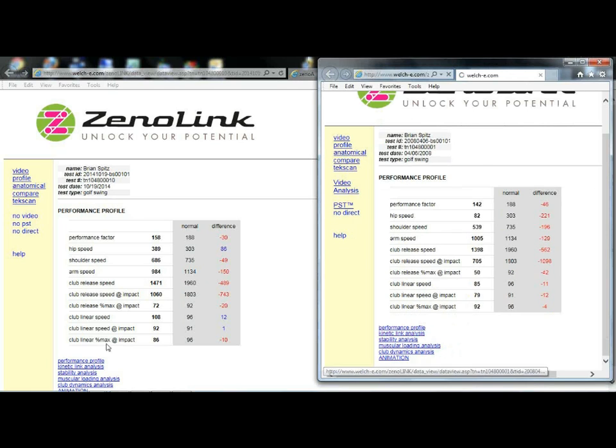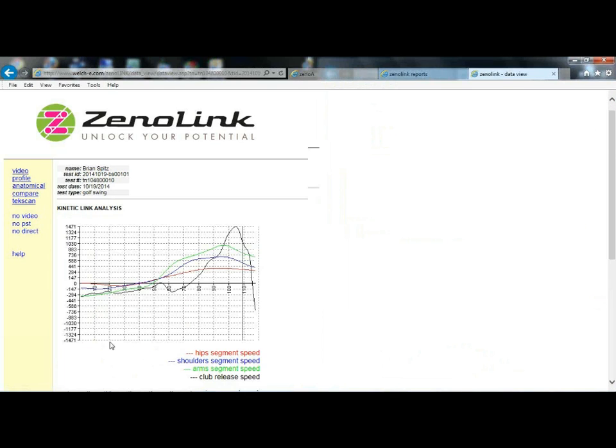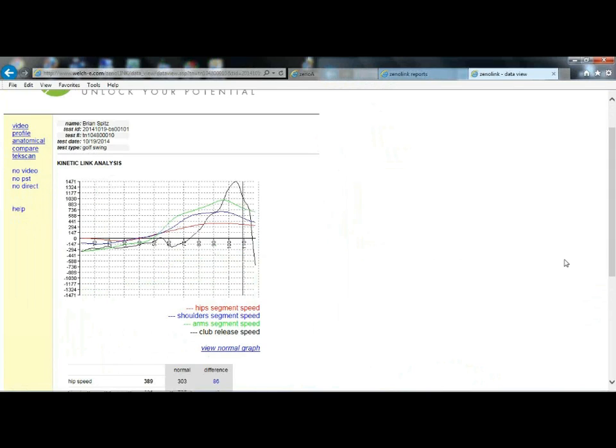Let's take a look at the kinetic link. So let's just take a quick look at this kinetic link. What we have is, for the most part, a pretty good basic kinetic link. We've got the lower body driving off into the core, which drives the arms and then releases the club. So we have really nice basic kinetic link sequencing going on.